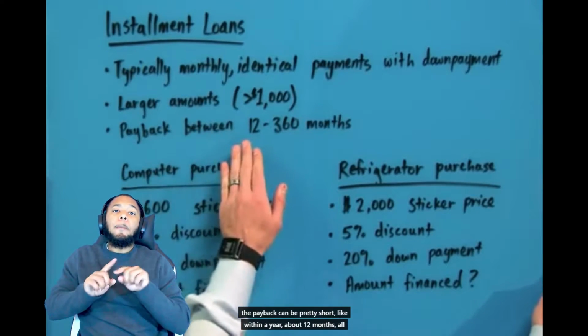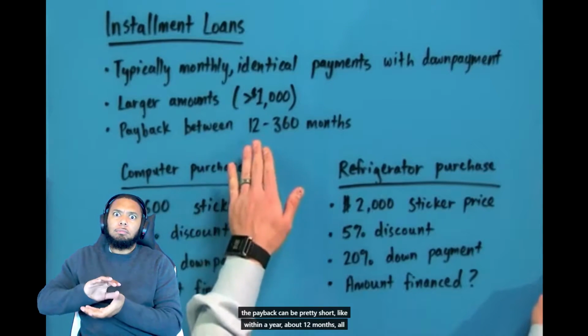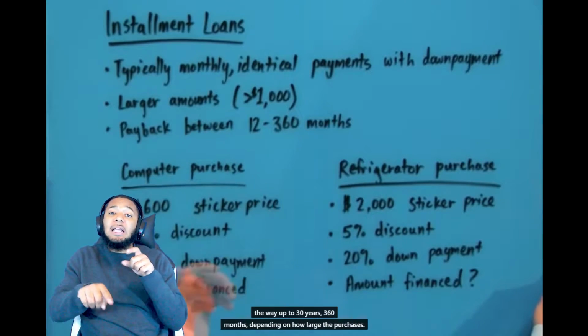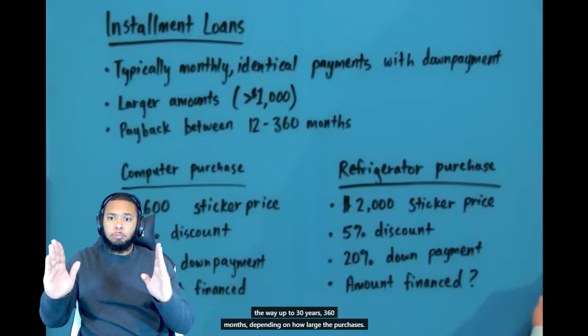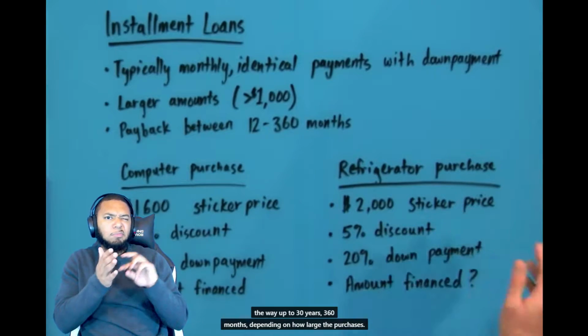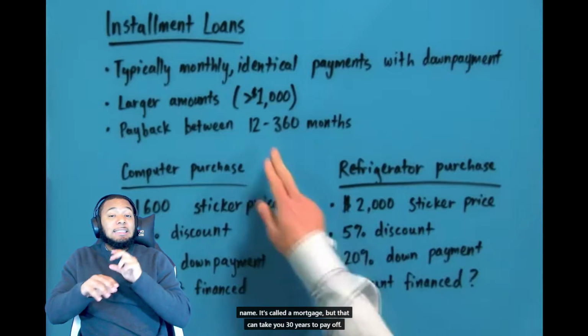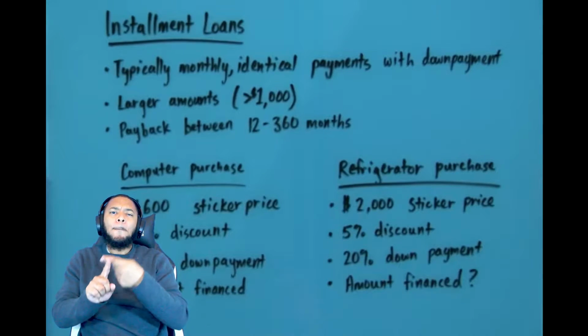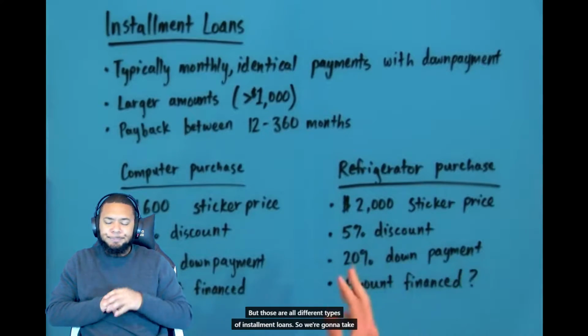And the payback can be pretty short, like within a year, about 12 months, all the way up to 30 years, 360 months, depending on how large the purchase is. Like if you buy a house, that's technically an installment loan. It has a special name, it's called a mortgage. But that can take you 30 years to pay off. But those are all different types of installment loans.